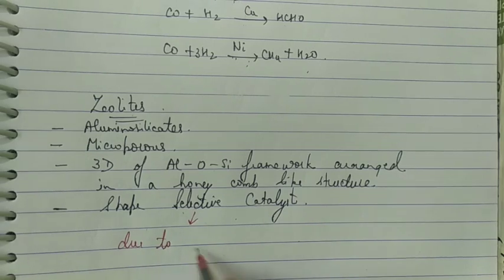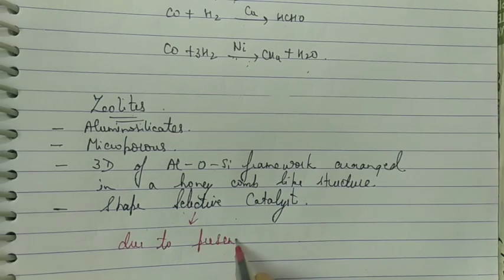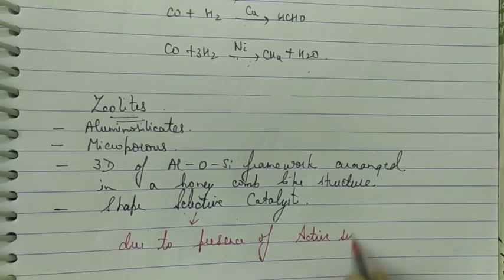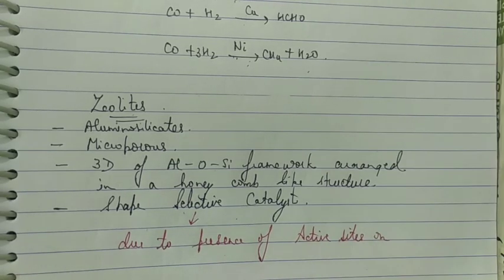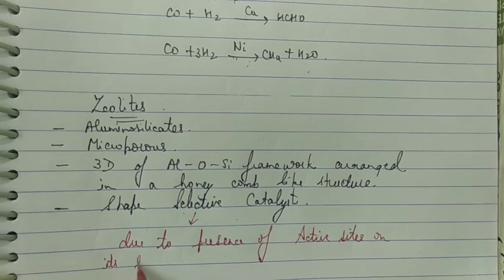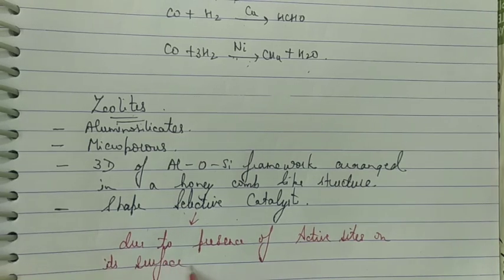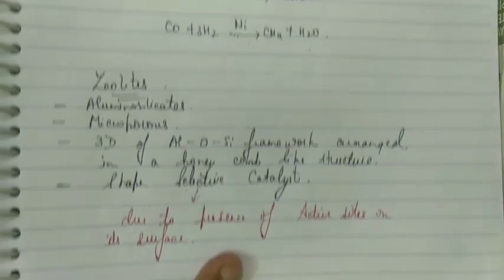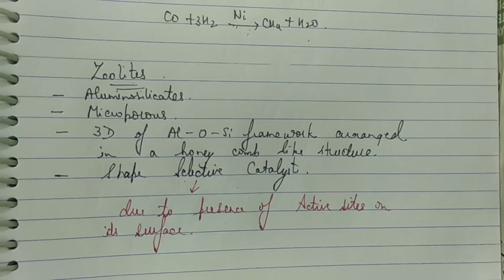Due to the presence of active sites on its surface, it is known as a shape selective catalyst. Now, what are the applications or uses of this catalyst, zeolites?